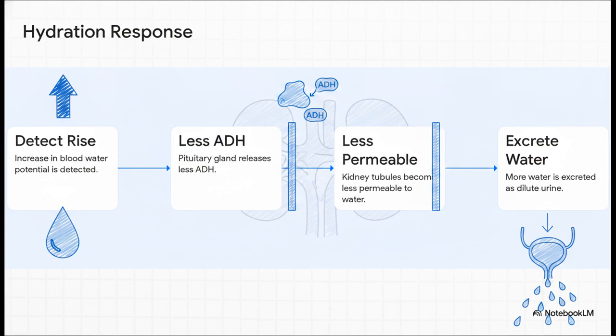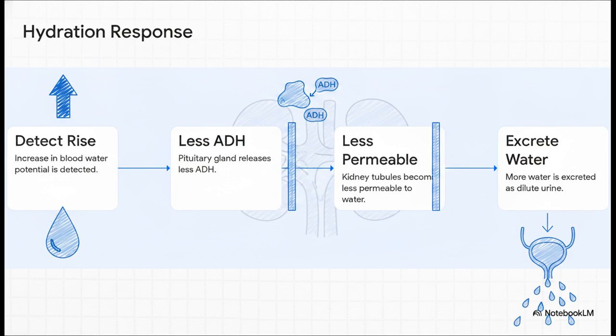Let's look at Step 1. Notice the upward blue arrow this time? Blood water potential increases. In Step 2, the pituitary gland responds by dialing back the hormone. See the ADH label shrinking right there? Less ADH is released. Now let's check out our microview bubble for Step 3.